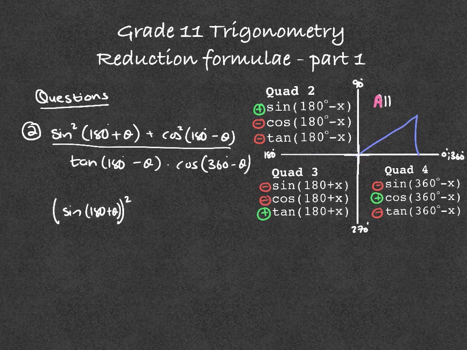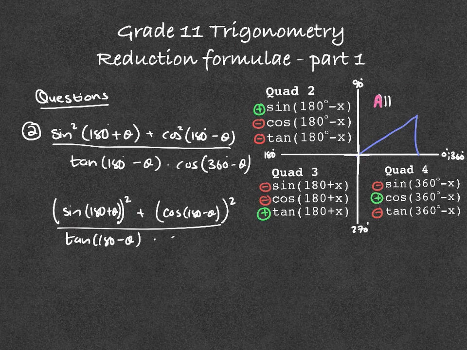The same way with cos square 180 minus theta. That means it's cos 180 minus theta, and that answer squared. Hopefully that makes sense to you. So it's not the angle squared, it's the function squared. So let's talk about that quickly. That's kind of an interesting thing.